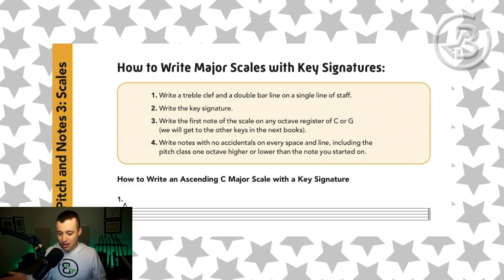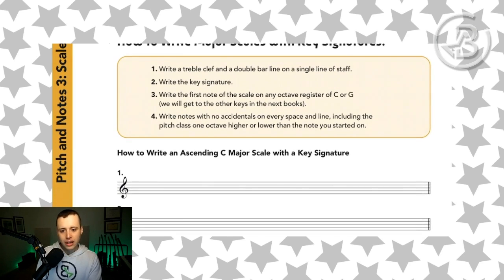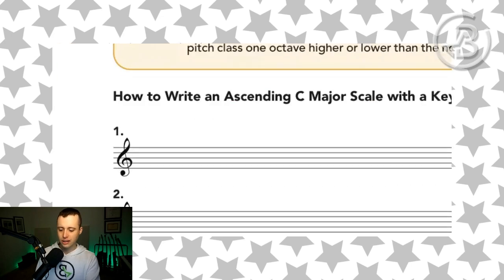So, writing a C major scale with a key signature, well, the first thing you got to do is write a treble clef and a double bar line on a single line of staff, just like we did for writing the C major scale before. Step number 2 is to write the key signature.